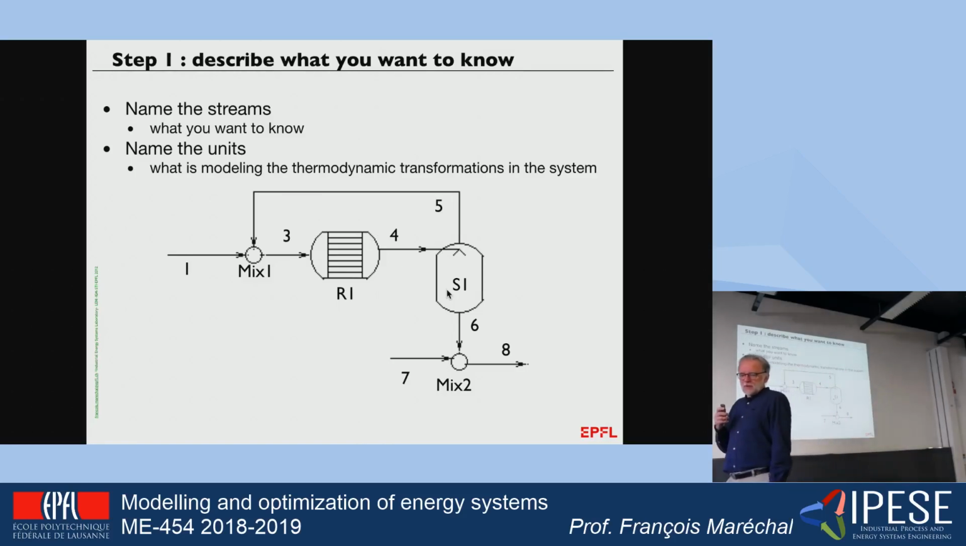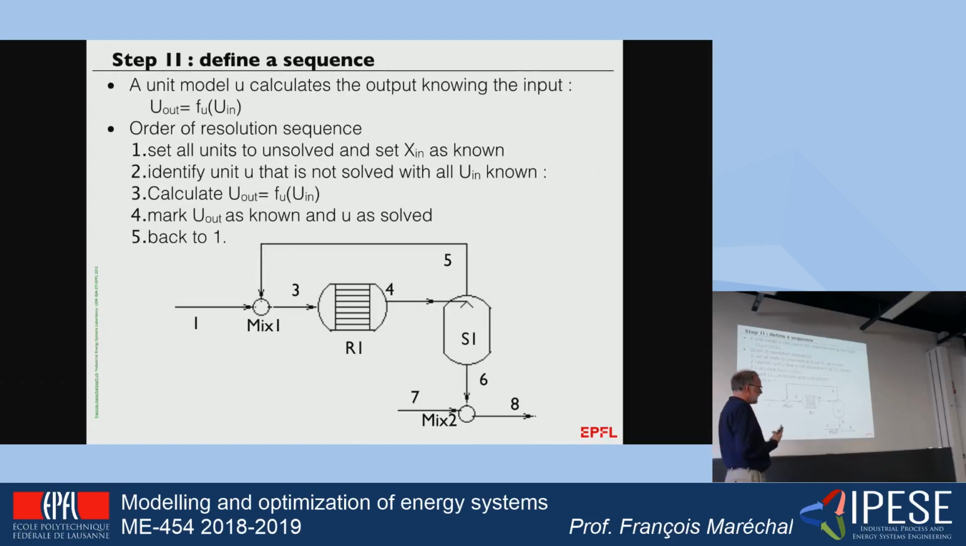If I have to define a sequence of resolution, what I have to do is first consider the shape of the models. We can say that each unit is going to calculate the outlet if we know the inlet and the parameters that are in the unit. Which means that now we have to define the list or the order of the units that need to be calculated. So when do I activate which model of which unit?